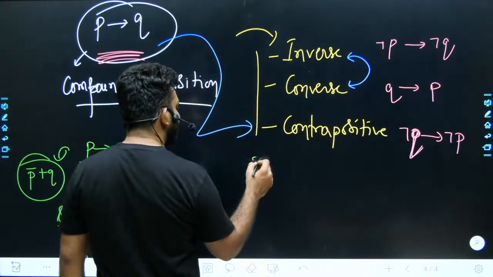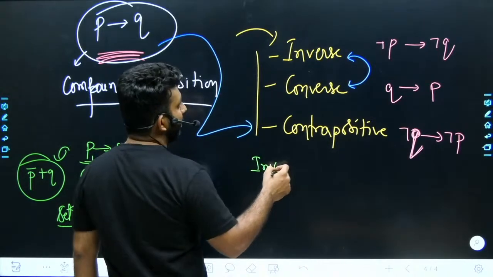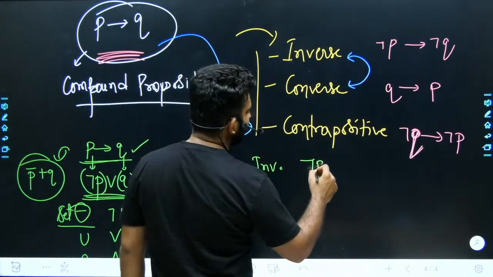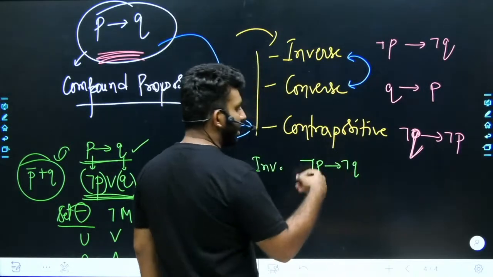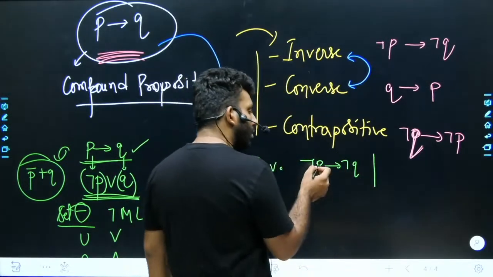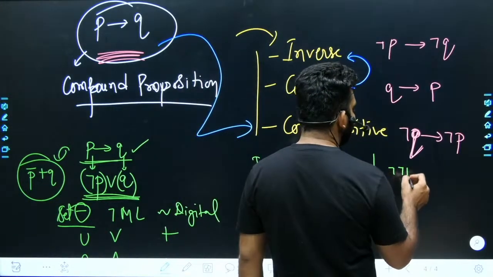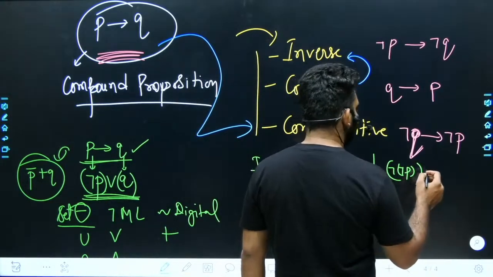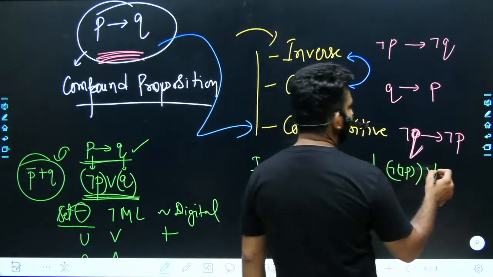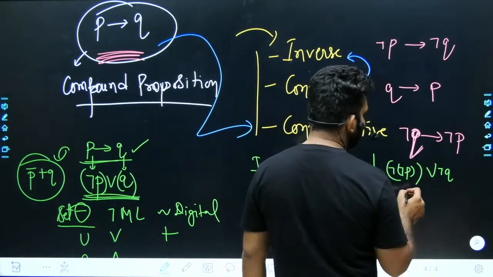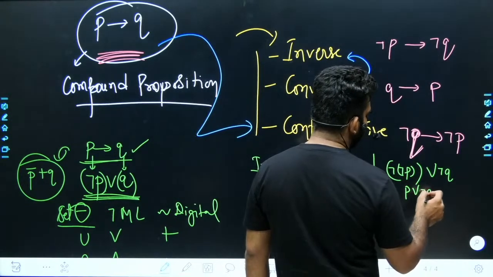If I talk about the inverse, what do I get? This was not of P implies not of Q. So if I convert this, what do I know? It will be complement of first, that means complement of complement, or second part as it is, I will be having this, that means P or not of Q.